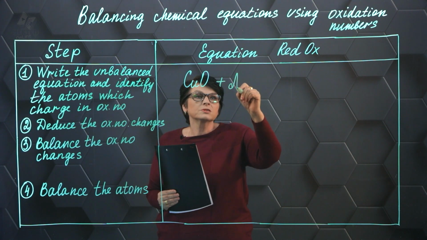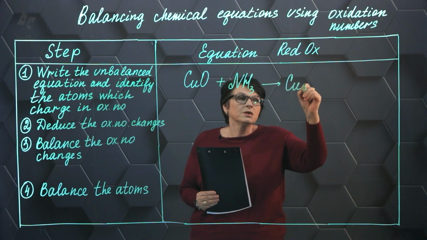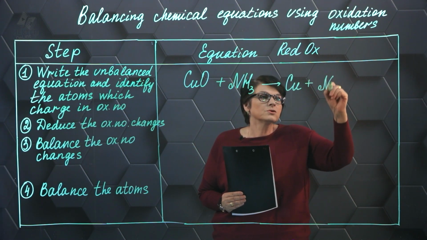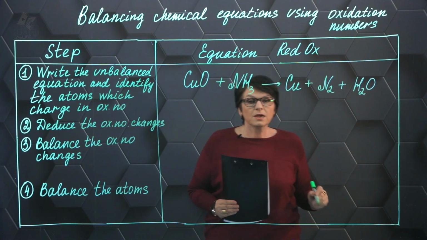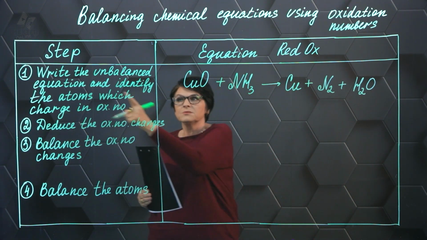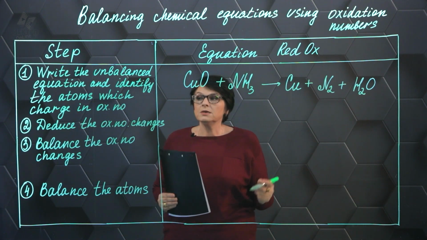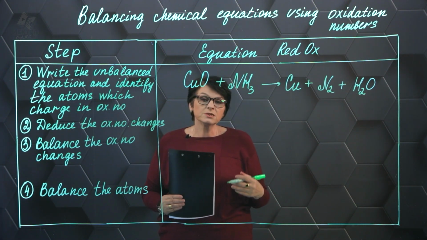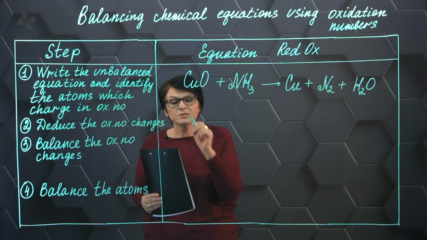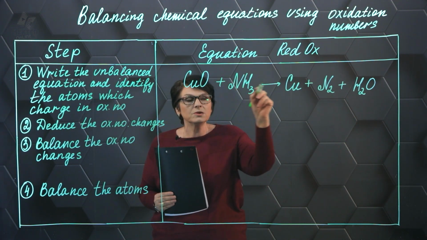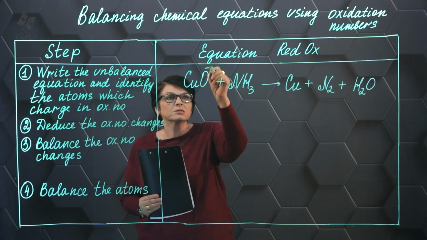Cuprum plus ammonia NH3. You get copper, nitrogen, and water is released. So, I have done the first step, written down the equation which is not equated yet, and in this connection we need to do the second part of this step, namely to put the oxidation degree of each element in the proposed scheme. So in cuprum O we start with oxygen -2 and hence copper has +2.